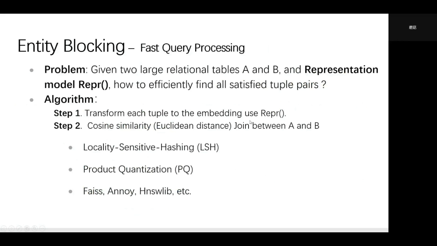Okay, so now we already have the representation model, and how can we efficiently find all satisfied tuple pairs? First, we transform each tuple to an embedding, and then we use some existing cosine similarity join or Euclidean distance join methods to find all tuple pairs, such as using some KNN methods, LSH, product quantization, or some existing library.